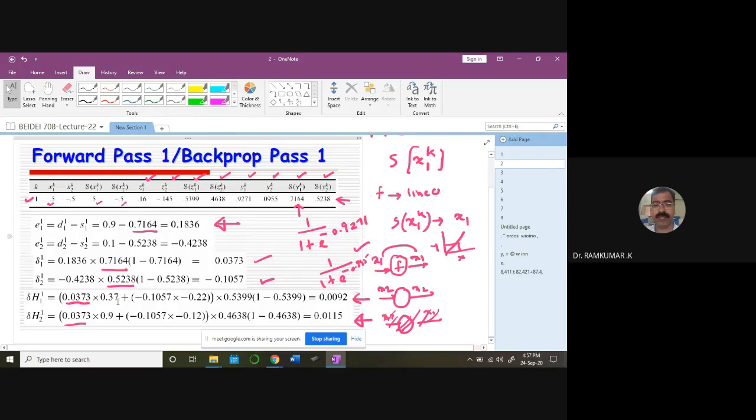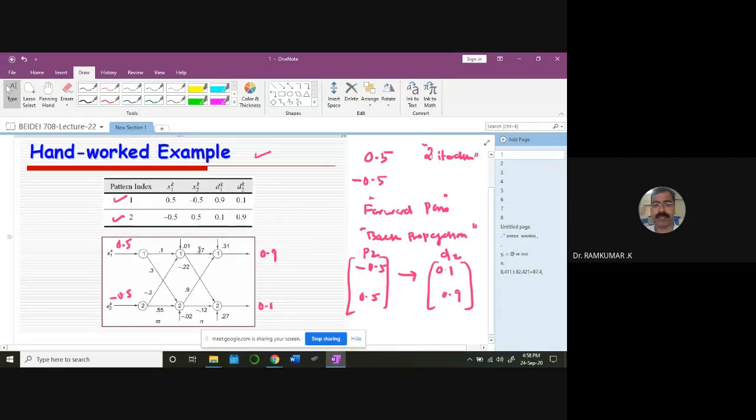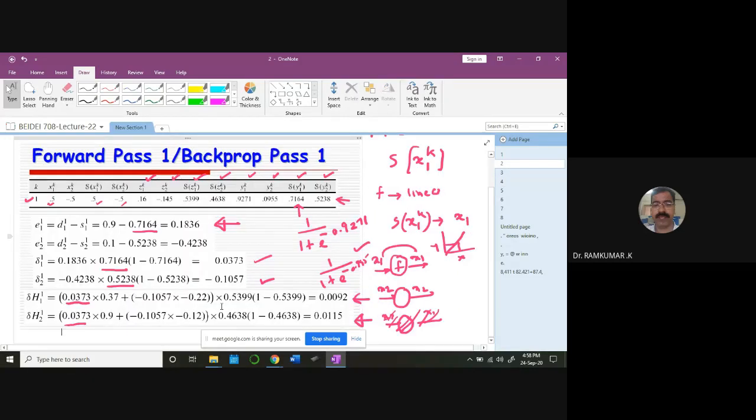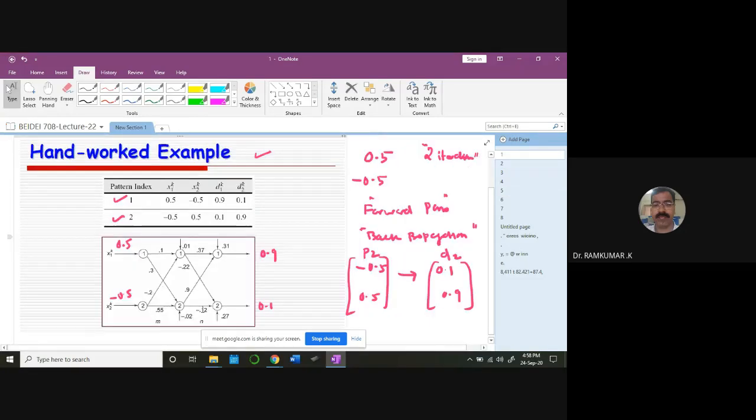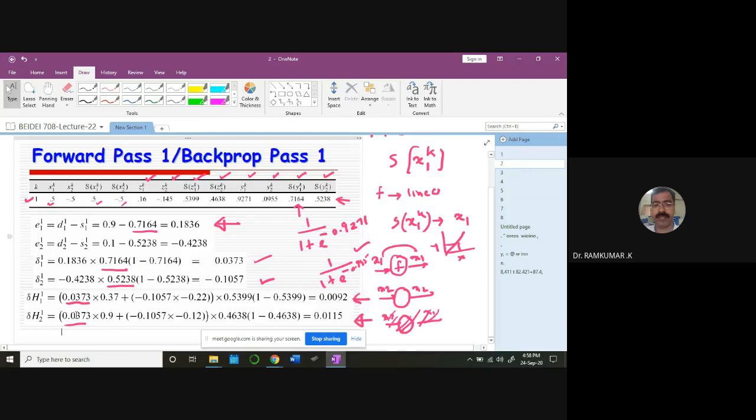0.0373 into 0.37. Can you see it clearly? This is delta 1, delta 1 into the corresponding weight. What is that weight? 0.37. Then plus the second one, delta 2, minus 0.1057, into the corresponding weight. What is that? This weight, minus 0.2. For the first neuron only I am computing. In the same manner you can do it for the second neuron also.